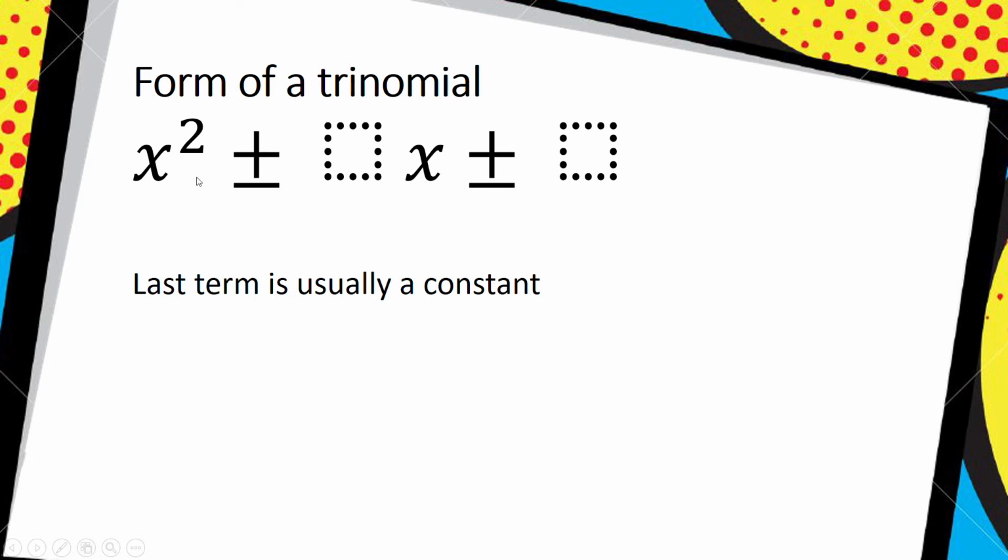So you've got something to the power of 2 in grade 9 level, plus or minus something x, plus or minus a constant. So just a normal number.